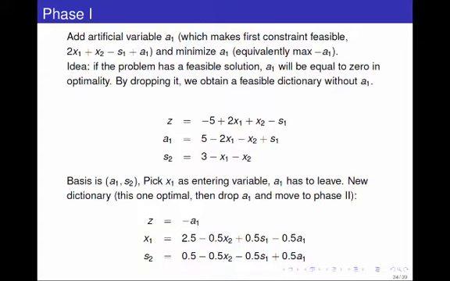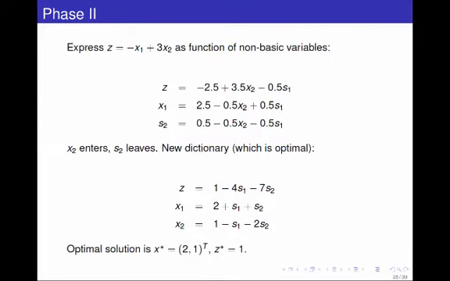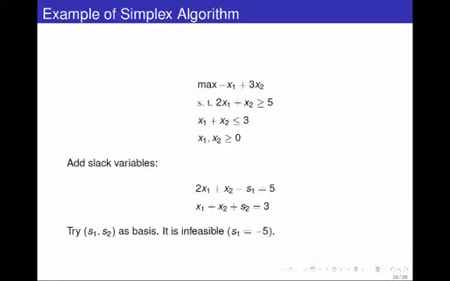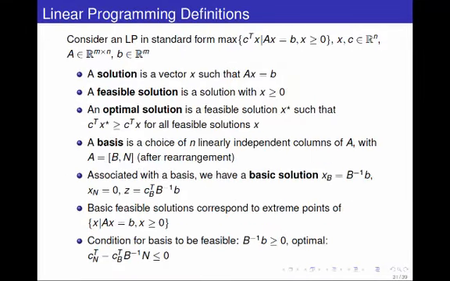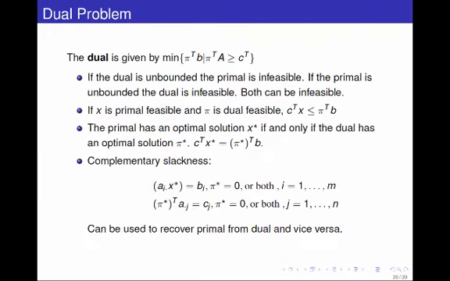Once we're done with phase one, we can drop our auxiliary variable. And what we're left with is a feasible basis. And then we iterate the simplex algorithm as you're accustomed to it. But the important thing to note is that always, when you're looking at the simplex table, this expression here of the objective function as a function of non-basic variables is just this stuff times a constant. And that's what you always need to be paying attention to, to see if you're finished or not. Okay, so that's the simplex algorithm.